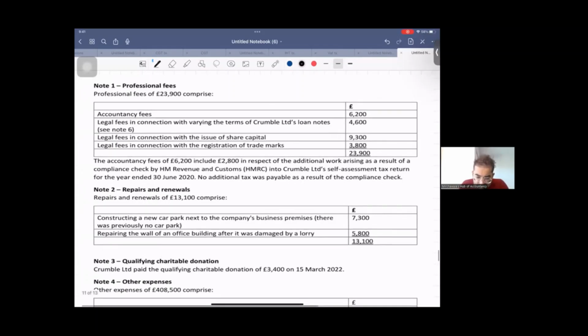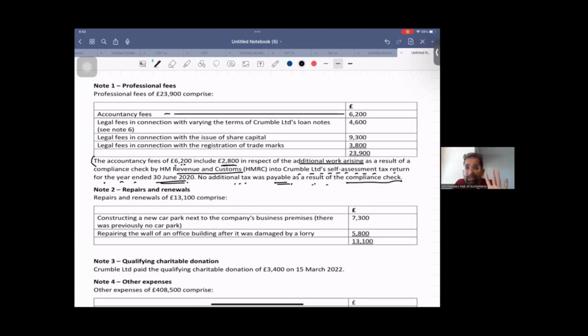What is note number 1? They are saying the professional fees include accountancy fee 6200. Accountancy fee is normally allowed, but again some dodge. See the notes. The accountancy fee 6200 includes 2800 in respect of the additional work arising as a result of a compliance check by HMRC into Crumble Limited's self-assessment tax return for the year ended 30th June 2020. No additional tax was payable as a result of the compliance check. That means we were not at fault.